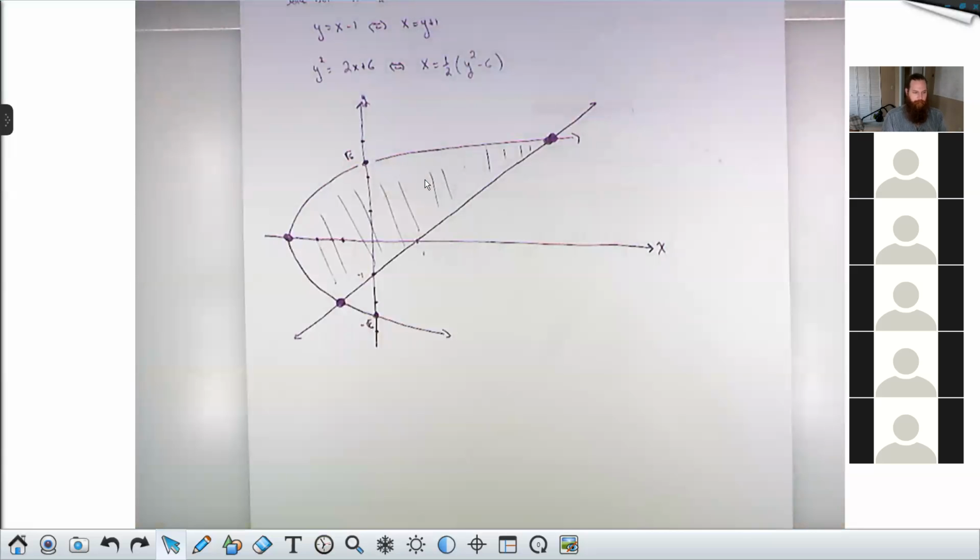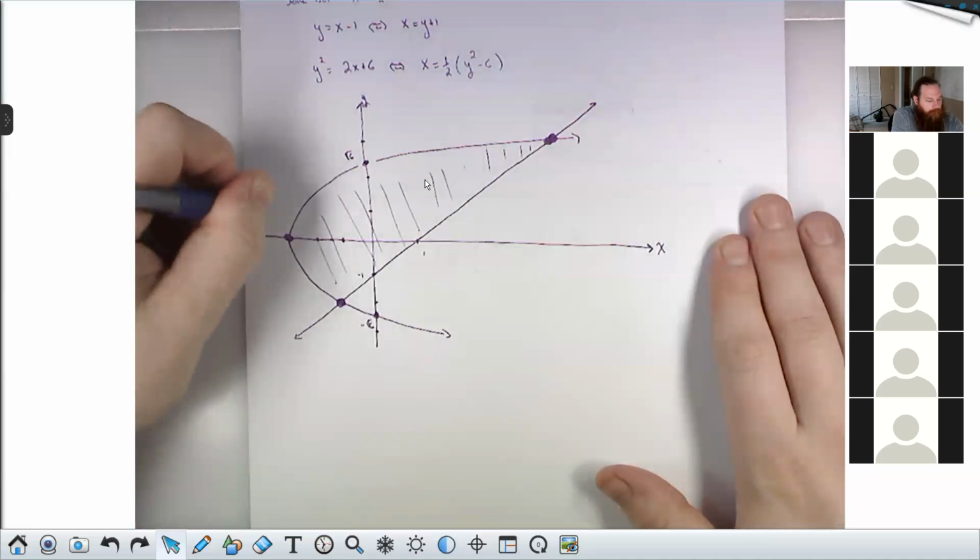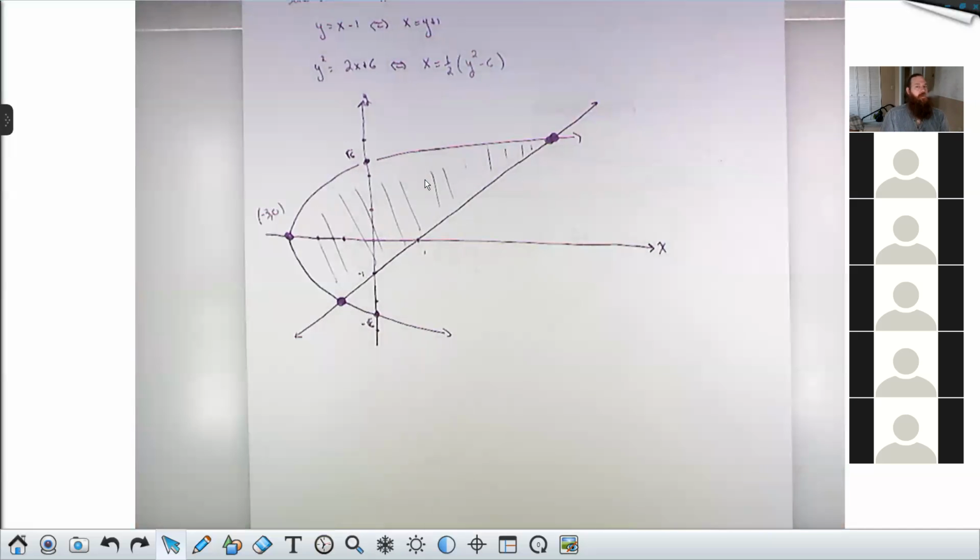Excuse me, Professor. Yes, go ahead. What is the point on the x-axis on the left, on the negative side? -3. Okay. I got that by plugging in y equals 0 in this expression. If you plug in 0 for y, then x is 1/2 times 0 minus 6, which is 1/2 times -6, which is -3. And this guy is √6. This guy is -√6.